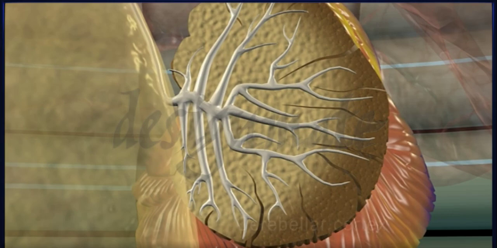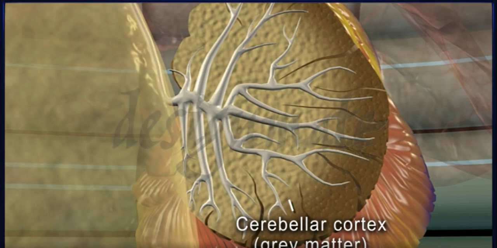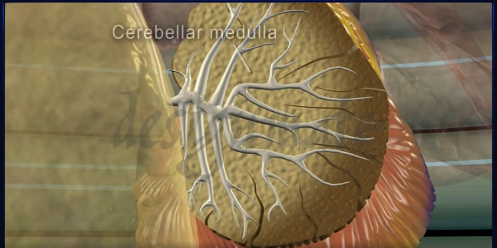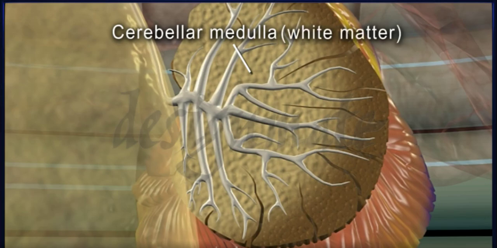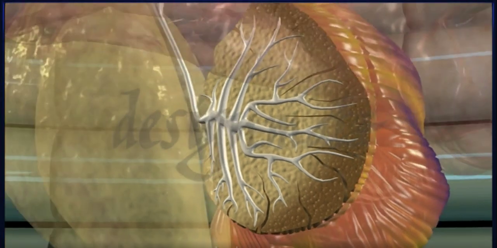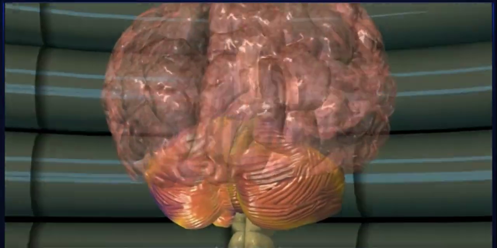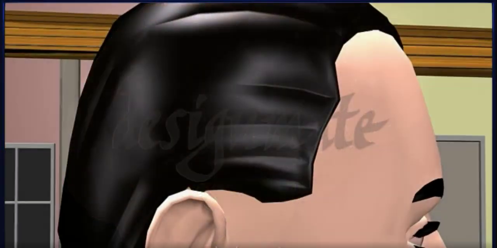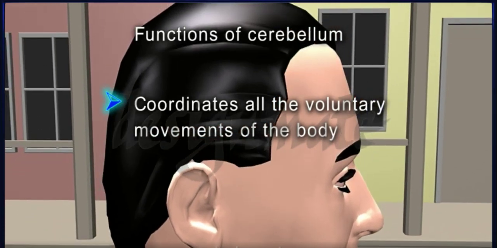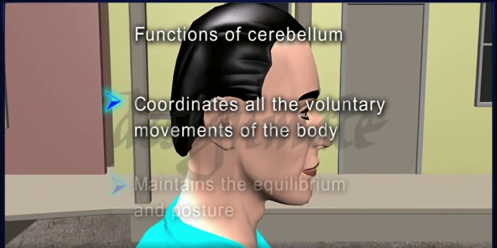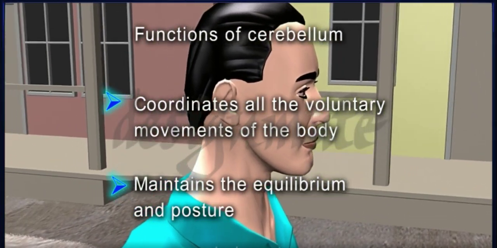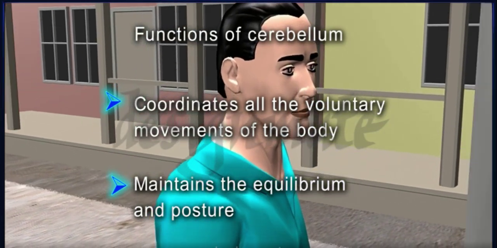The peripheral part of cerebellum, called cerebellar cortex, is made of grey matter, and the central part, called cerebellar medulla, is made of white matter. The cerebellum coordinates all voluntary movements of the body and also maintains the equilibrium and the posture.